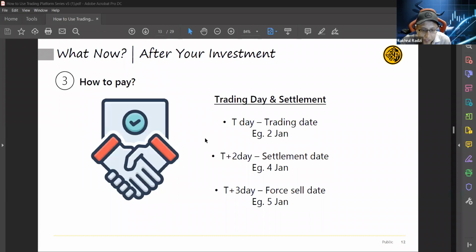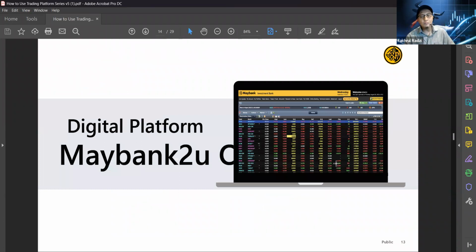So on the day of your purchase, let's say you buy a stock on 2nd January, you must know that the settlement date will be on T2 day, T plus 2, which will be the 4th January. And if you missed making the settlement on the 4th January, by 5th January it is considered T plus 3, which is under forced sale dates. All right, this is our digital platform, Maybank Trade.